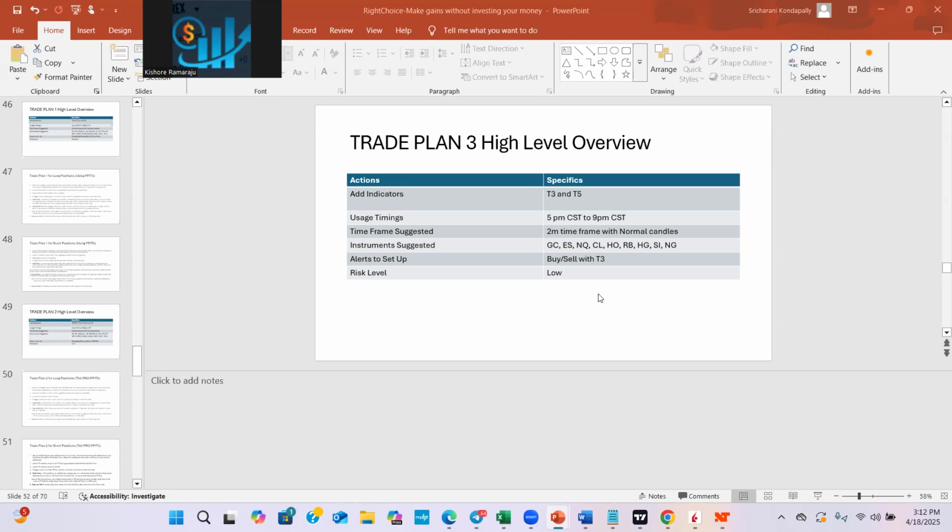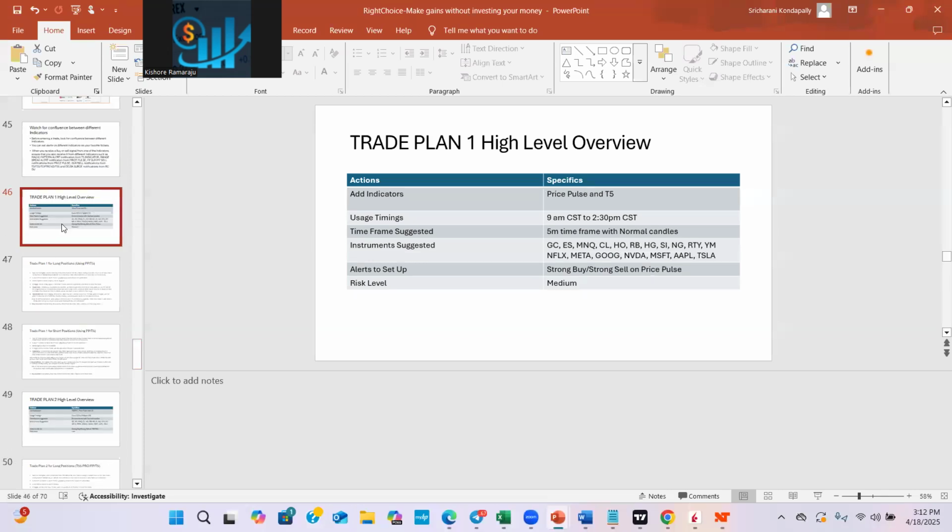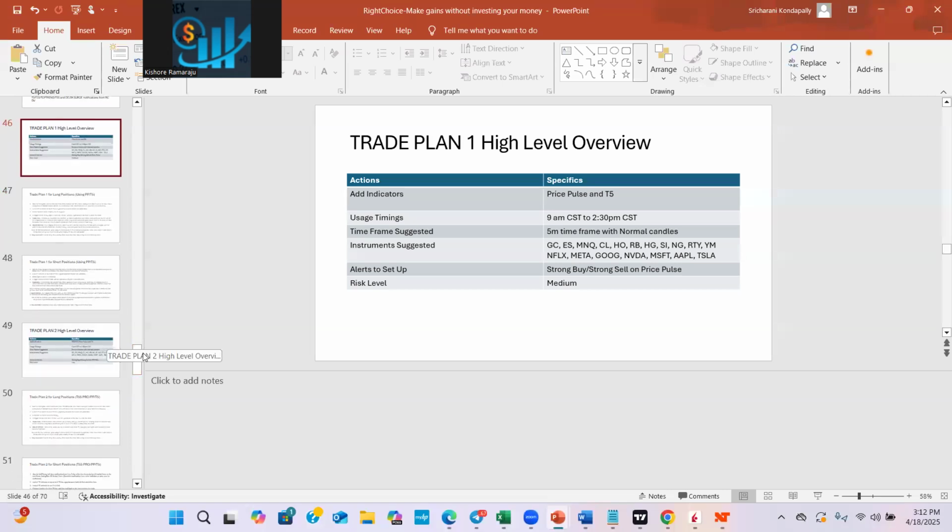Sure, everyone. That's it. I wanted to share about the right strategies. If you use the proper trade plan, your risk will be minimal. And also, I wanted to share on the changes with the strong buy, strong sell for price pulse. So if you use that, your risk will be very minimal.